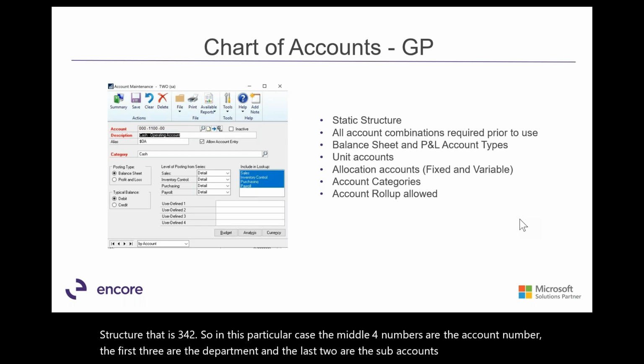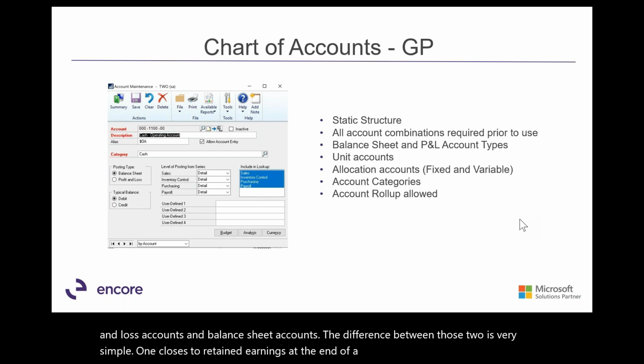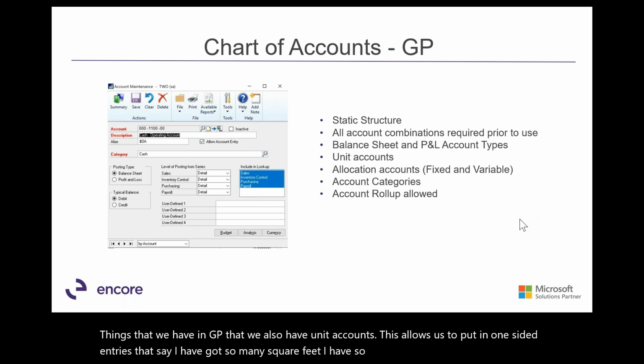So you have profit and loss accounts and balance sheet accounts. The difference between those two is very simple. One closes to retained earnings at the end of a fiscal year, and one does not. Things that we also have in GP are unit accounts. This allows us to put in one-sided entries that say I've got so many square feet, or I have so many metric tons of product being shipped.